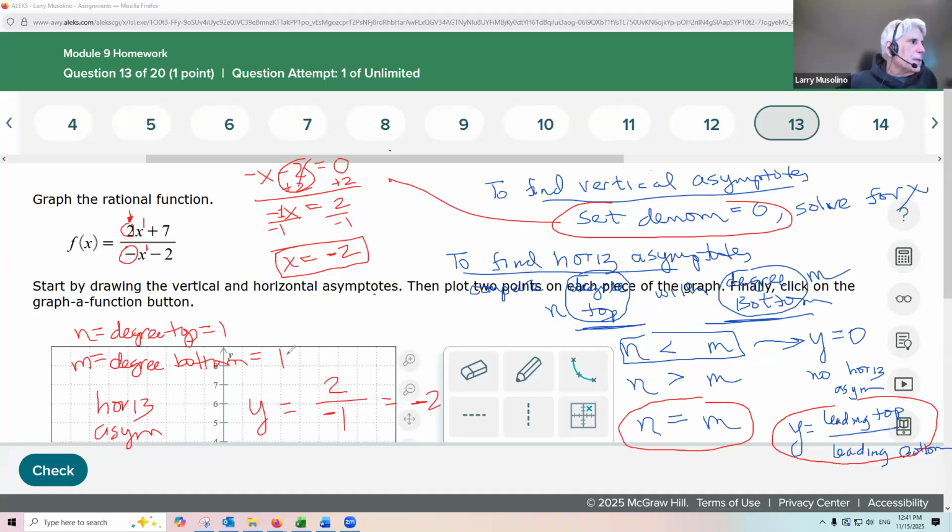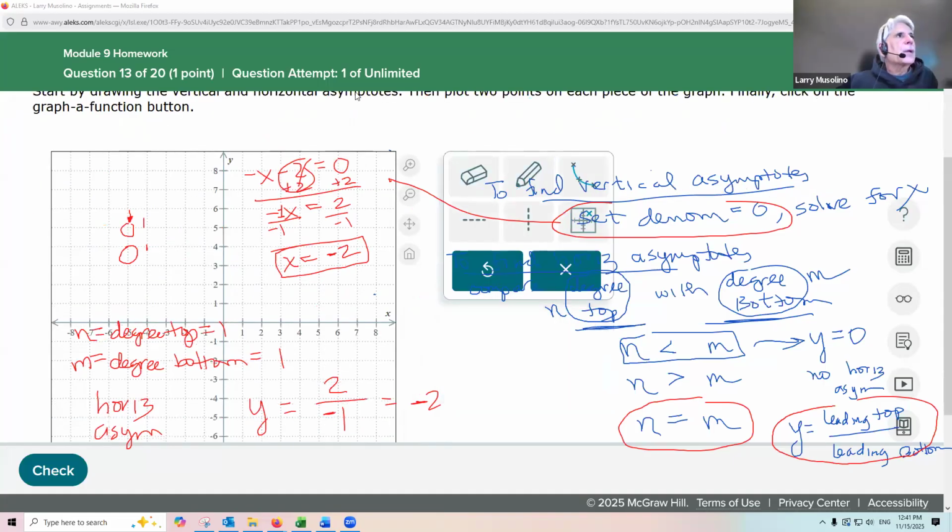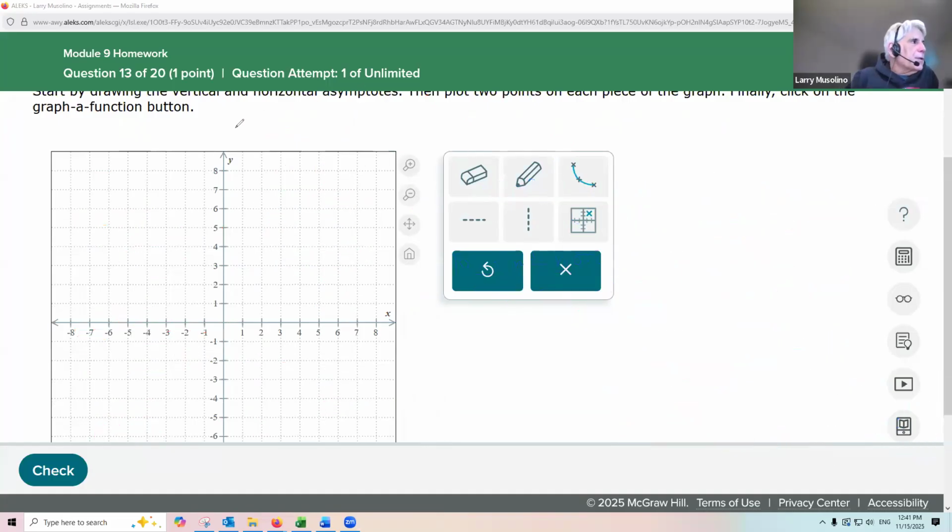So if I was to come down here and graph this, let me erase some of this stuff. Now that we did it, I think I can erase it. The vertical asymptote was x equals negative 2, so that's going to be here. The horizontal asymptote was y equals negative 2, so that's going to be here.